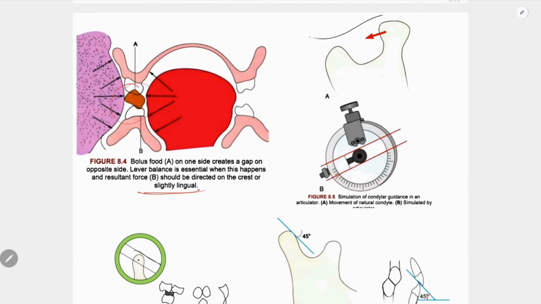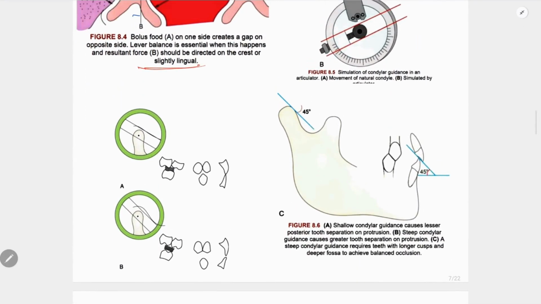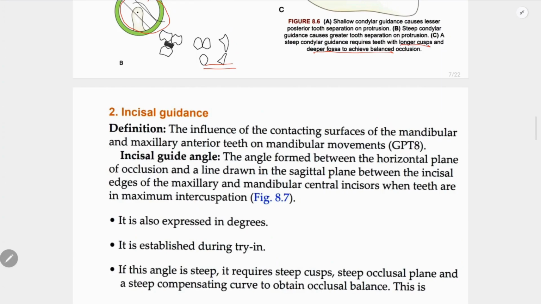When there is a bolus of food located over here, there is posterior teeth separation. This is called lever balance. Over here, this shows the movement of the condylar guidance in the articulator that is made by the glenoid fossa of your mandible. Now, the most important point: over here there is a shallow condylar guidance, and over here there is a steep condylar guidance. When there is a steep condylar guidance, we need to use teeth with longer cusps and deeper fossa to achieve balanced occlusion, because steep condylar guidance will cause a lot of posterior teeth separation compared to a shallow condylar guidance.